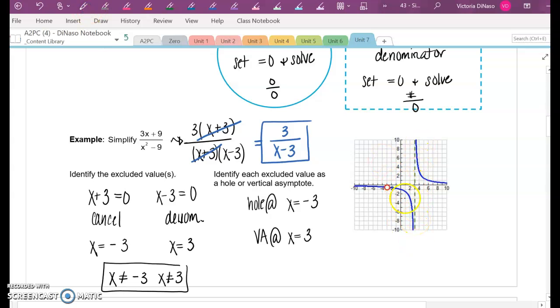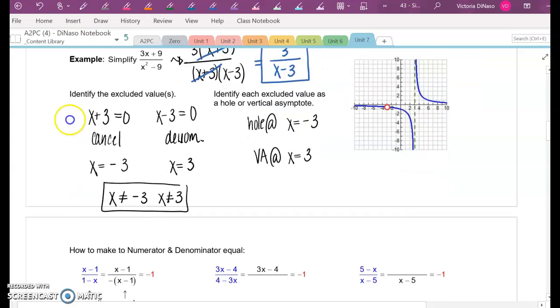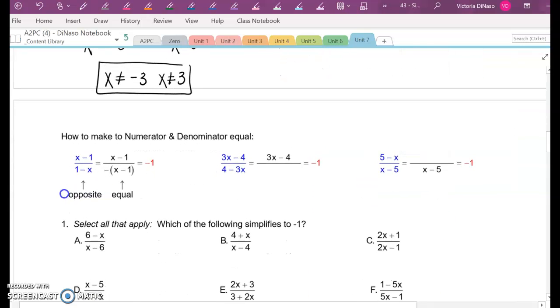So this is a graph of the original rational expression 3x plus 9 divided by x squared minus 9. And all you're doing is simplifying, finding the hole and vertical asymptote, and then you just label the hole and vertical asymptote as excluded values. All right, so on this next page, it says how to make the numerator and denominator equal.